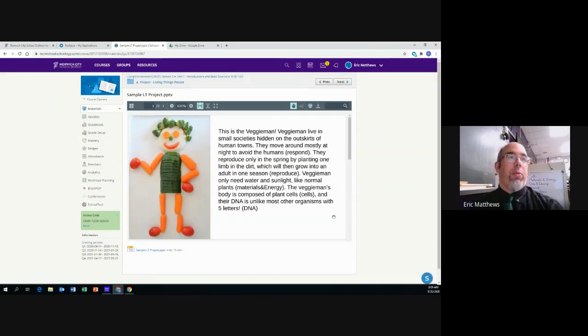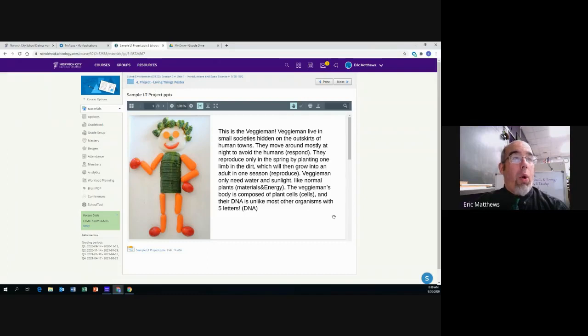So here's the first one. This is the Veggie Man. Veggie men live in small societies hidden on the outskirts of human towns. They move around mostly at night to avoid the humans. Now, I've noted that is my line about responding to the environment. They respond to it by trying to avoid humans. We are in their environment. They reproduce only in the spring by planting one limb in the dirt, which then will grow into an adult Veggie Man in one season. And that is their reproduction.